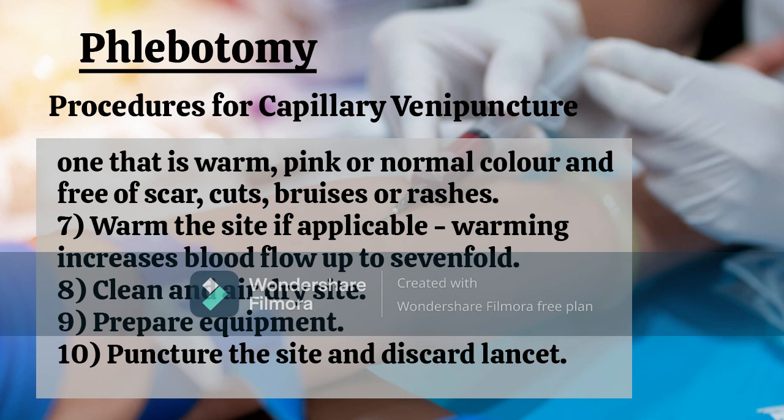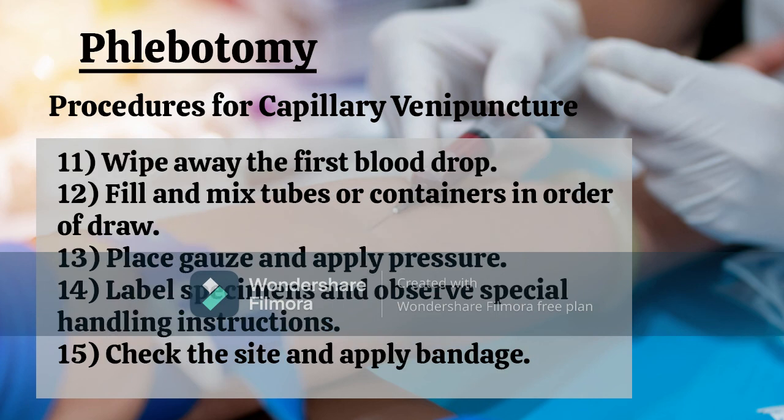7. Warm the site if applicable. 8. Clean and air dry site. 9. Prepare the equipment. 10. Puncture the site and discard the lancet. 11. Wipe away the first blood drop. 12. Fill and mix tubes or containers in order of draw. 13. Place gauze and apply pressure.